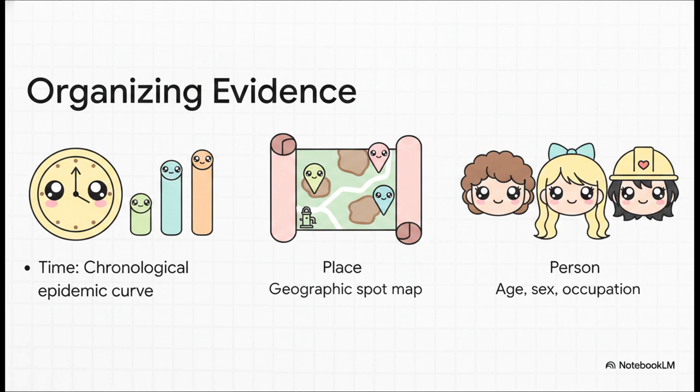By plotting the time of onset, they build an epidemic curve to figure out if it's a single common source exposure or a propagated person-to-person spread. By plotting geographic locations on a spot map, they uncover visual clusters. Actually, this is exactly what the pioneering physician John Snow did way back in the 1850s when he mapped cholera deaths in London, tracing the entire devastating outbreak to just one contaminated water pump on Broad Street. And finally, by analyzing the person, their age, sex, and occupation, investigators can pinpoint exactly who is the most vulnerable.